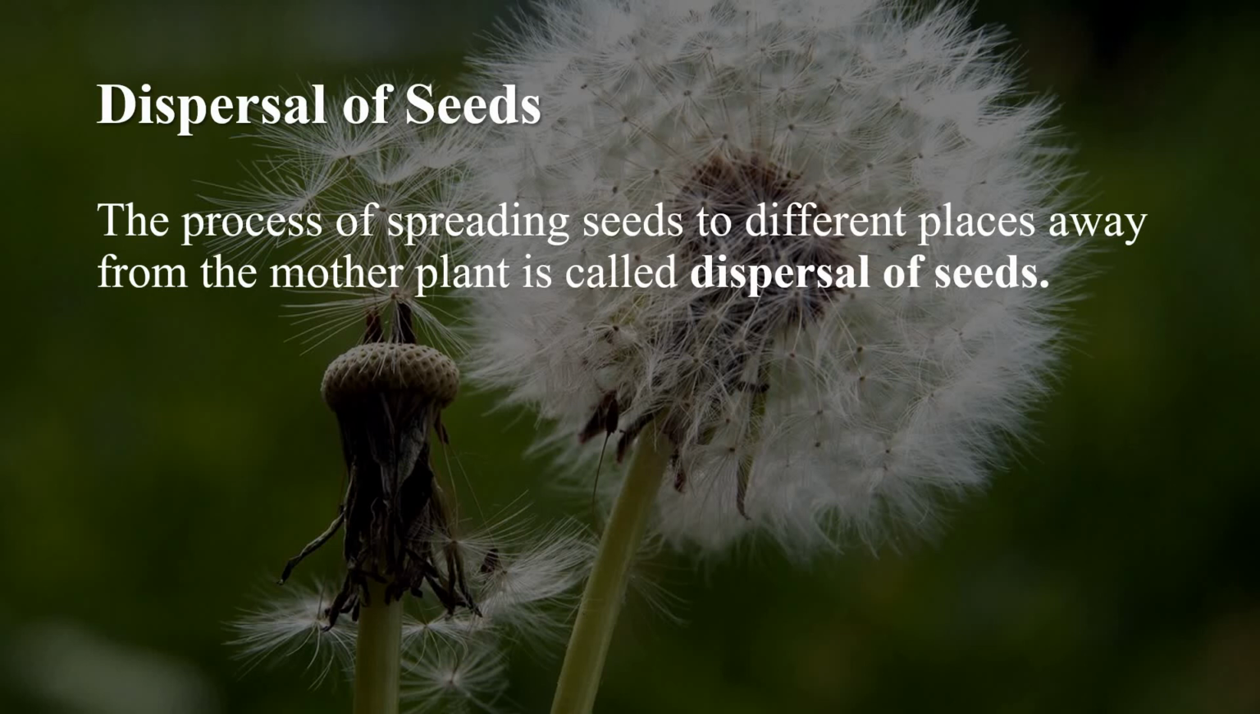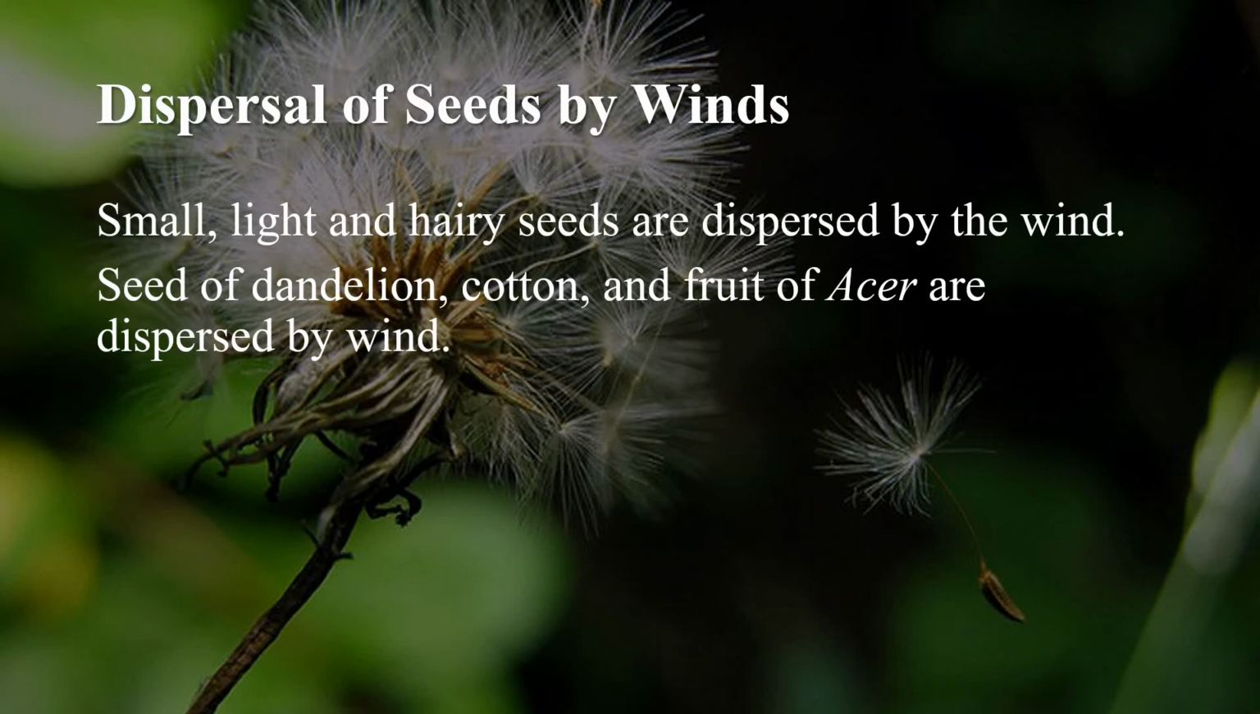Many agents of seed dispersal assist the plants in this process, and the seed can be dispersed through winds, water, animals, and explosion. So let us know about the different methods of seed dispersal in detail. First of all, let us understand about the dispersal of seeds by winds. The seeds, which are light, small, and have tufts of silky hair on their body, are carried away to distant places by the winds. For example, the seeds of dandelion, cotton, and fruit of acar are dispersed by winds.